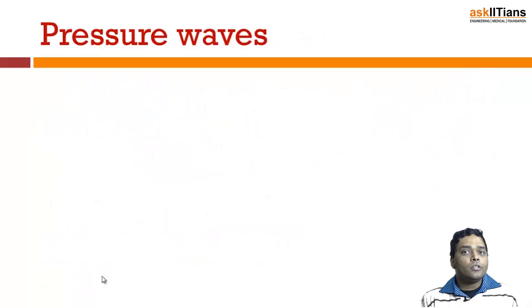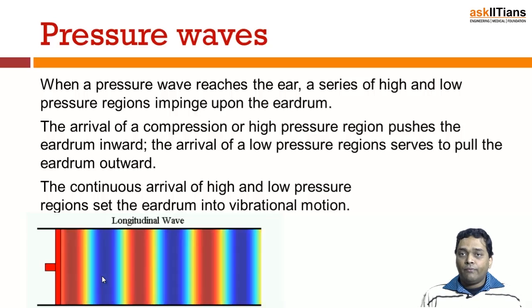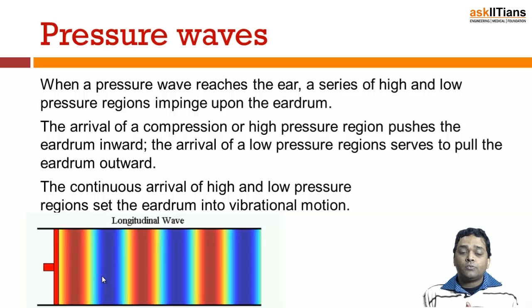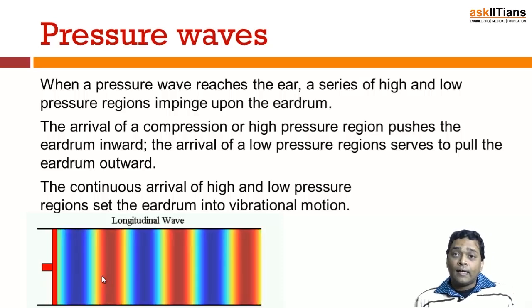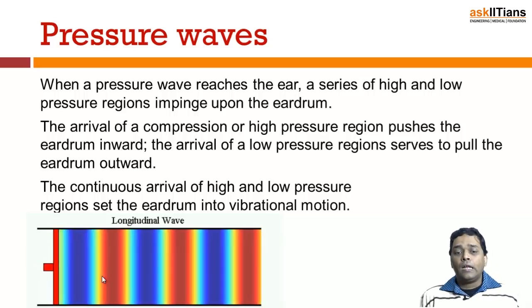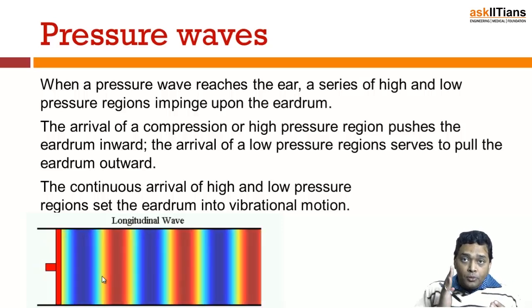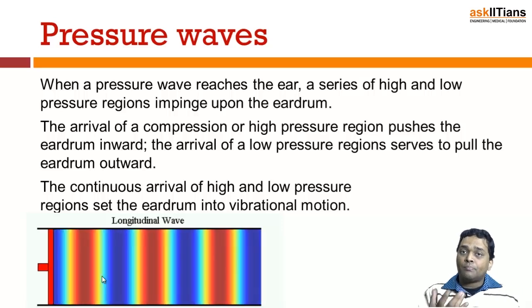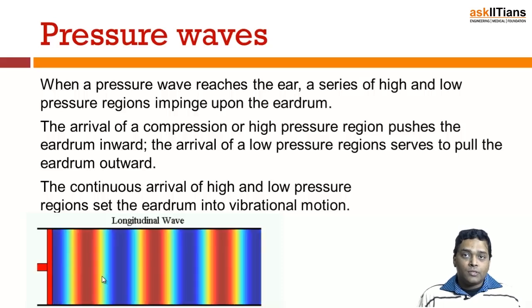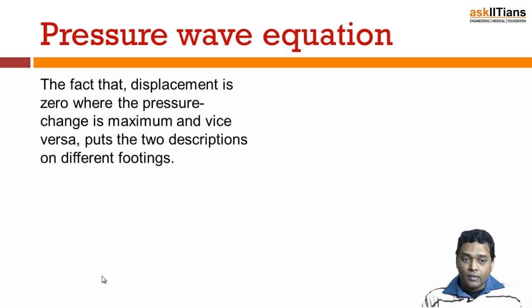Let's move forward and try to talk about the case of pressure waves. So what basically is a pressure wave? When a pressure wave reaches the ear, you will see a series of highs and lows: some regions where the pressure is high, represented as the red colors, and the blue represent the ones where the pressure is low. The arrival of a compression, or high pressure region, pushes the eardrum inwards. Because of the push, it goes inwards and then it bounces back, because of the low pressure region. This continuous to and fro motion, arrival and departure, results in the eardrum vibrating. That tells us about the different types of sound that come into our ears.